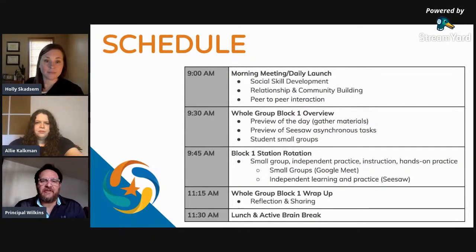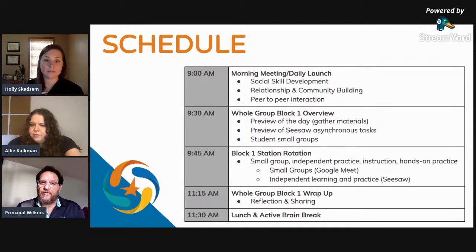We also wanted to share tonight a sample schedule with you, and this is for a grade level. It will be different depending on the grade of your child, but again, just an example of what the day may look like. The day will start in the morning at 9 a.m. with a morning meeting and what we call a daily launch. So your child will have time to socially develop, not only with the classroom teacher, but their peers also. That will be a great time for everybody to get together and decide on what's going to happen for the day.